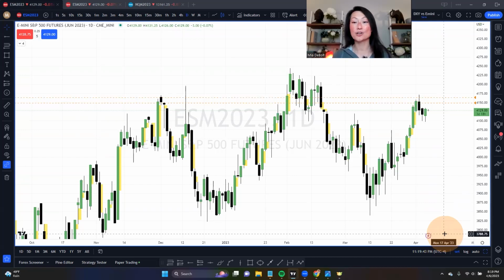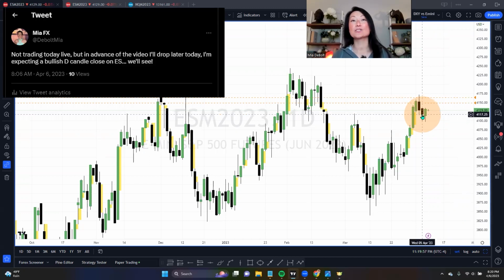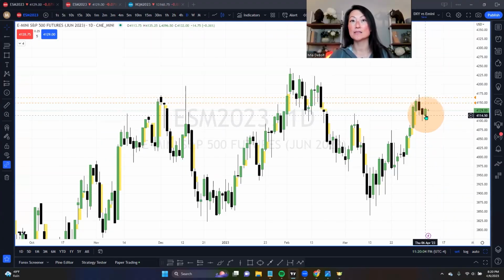So on the daily chart, you can see here that we had an overlapping candle. This is what tipped me off. All right, so the very next day, I was expecting a bearish candle. Then we had another overlap. And so today, I actually called on Twitter that it was going to be a bullish day. So I was anticipating this bullishness.